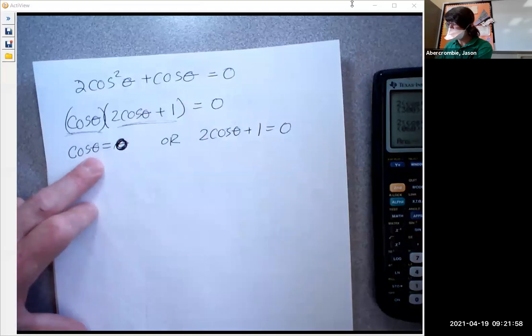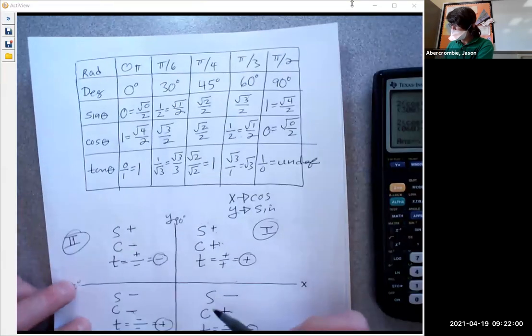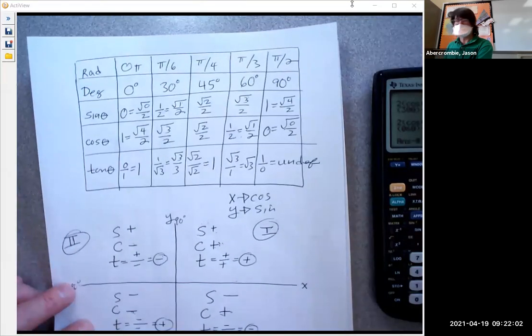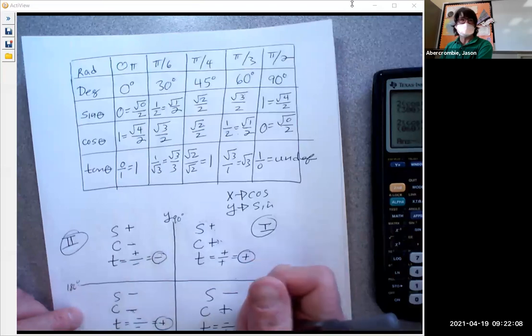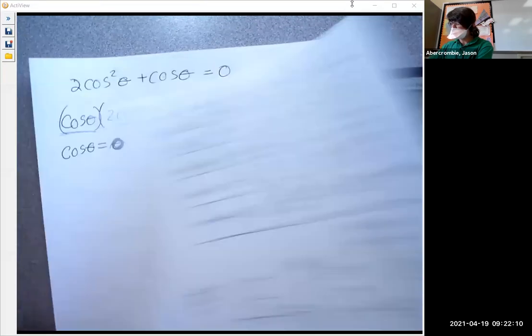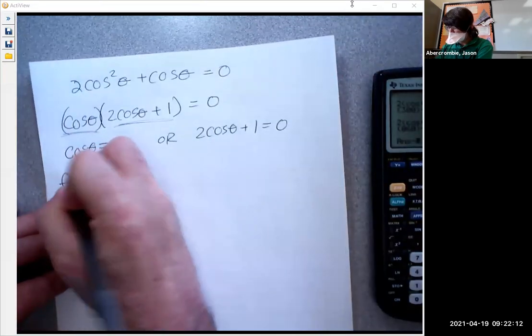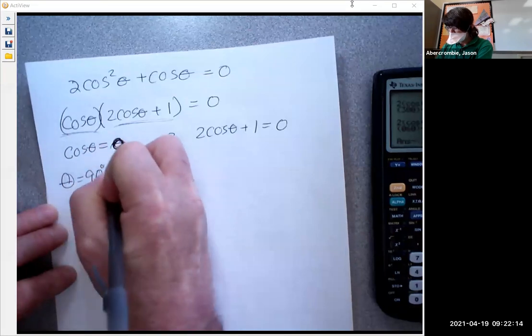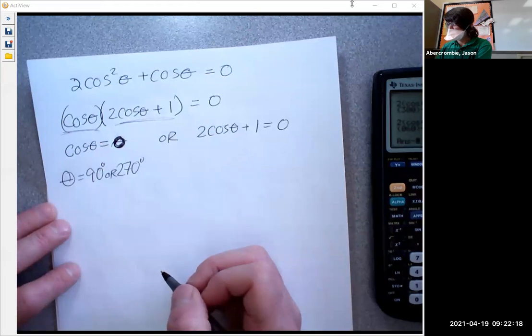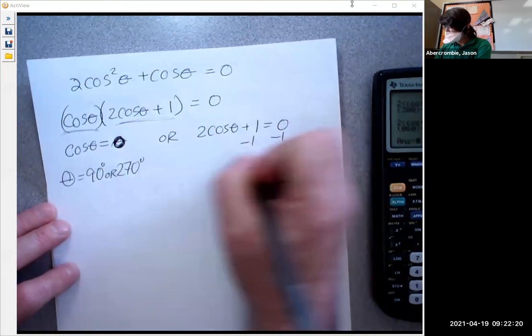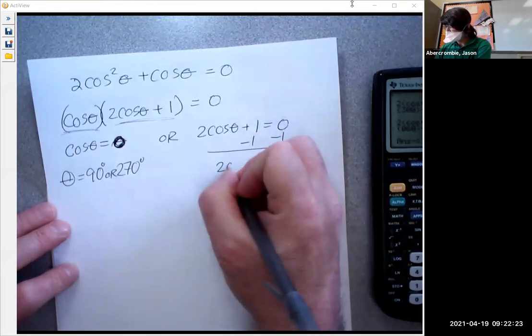So let's start with when is cosine 0? Well, we go from minus to plus here, so at 270. Also, we go from plus to minus here, so at 90. So at 90 and 270, cosine is 0. So right here, we're going to have theta equals 90 or 270. And over here, back to algebra 1, take away 1 from both sides.